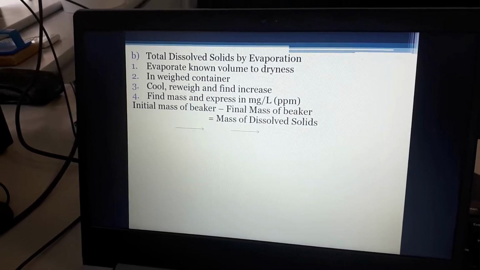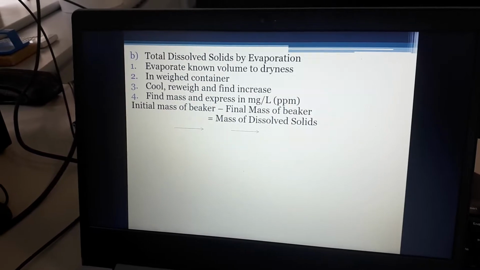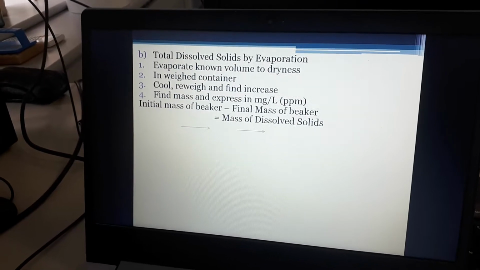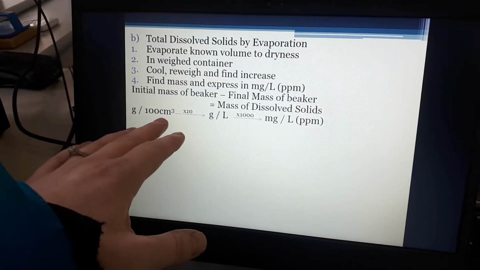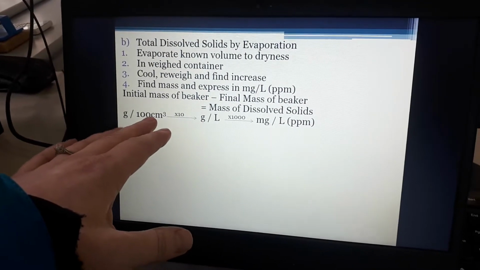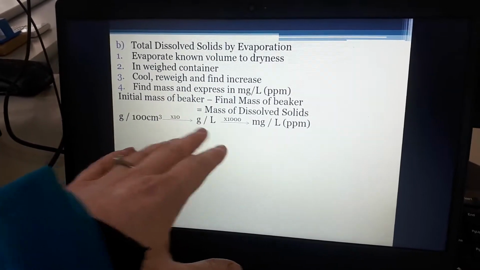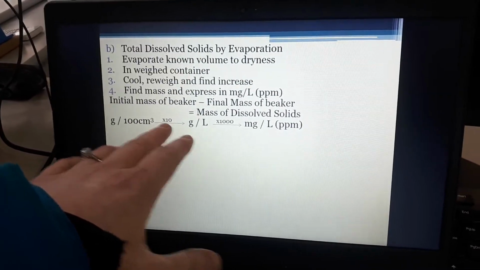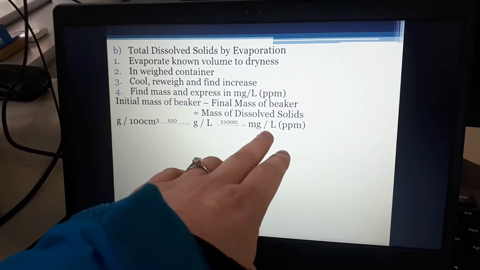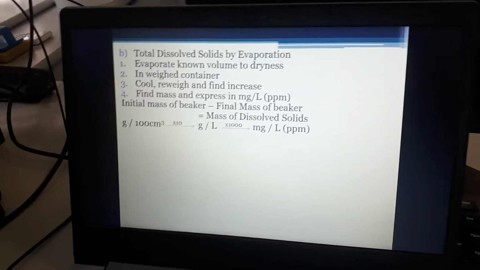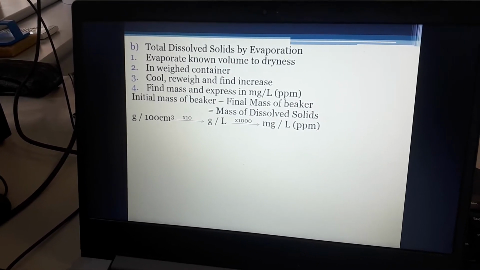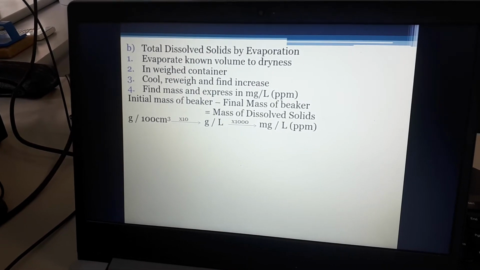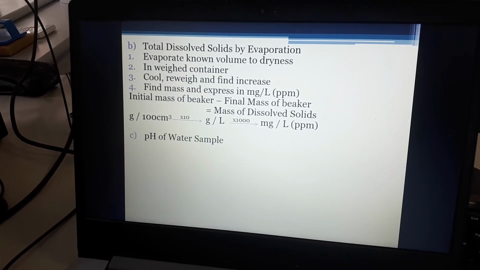So the final minus the initial mass of the beaker is going to give me the mass of my dissolved solids. This time we'll say we've only evaporated 100 centimetres cubed. So I have to convert that into litres, so I have to multiply it by 10. And finally then I have to multiply it by 1,000 to get to milligrams per litre or ppm. Again, I'll be working through a sample calculation for that in a minute. So those 4 bullet points have to be present.